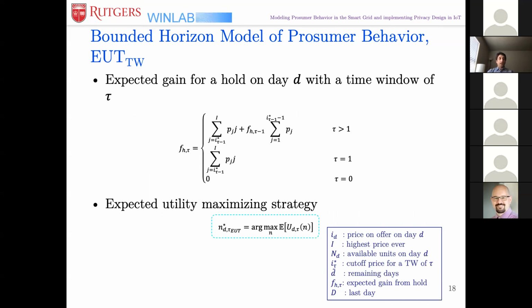Again, here, if EUT with a time window is considered as a model of decision making, to find the optimal strategy of selling, we need to maximize the expected utility of the prosumer.